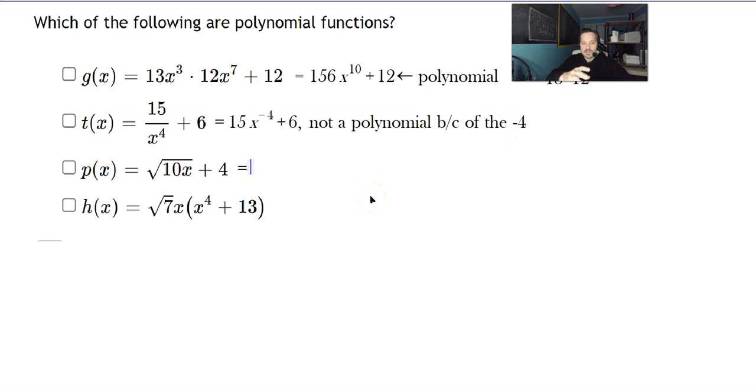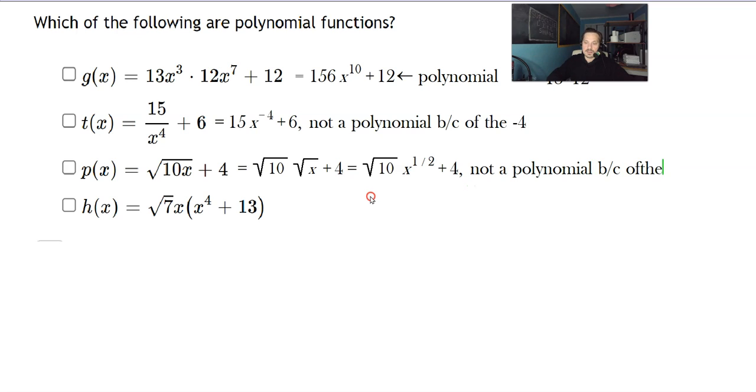Now you have the root of 10x plus 4. So by a basic operation of roots, you can distribute the roots. You're going to have 10 under the root, and then the root of x, and then plus 4. And then, if you like, you can write this as the root of 10, and the root of x can be written as x to the 1/2, because that's the meaning of the square root operation, plus 4. Again, not a polynomial because of the 1/2. When you have a 10, a positive whole number up there as an exponent, it's a polynomial. Not when it's a fraction like 1/2 or a negative number.